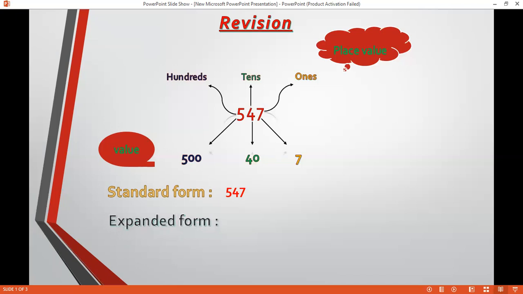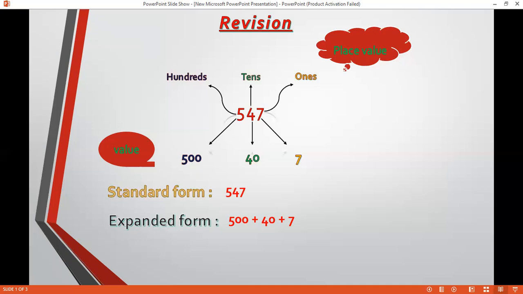What about expanded form? Expanded form is when you separate each digit and tell me the value of each digit here, then add them together, and it will give you the expanded form. So give me the value of each one and add it all together. The value of 5 here is 500. The value of 4 is 40. And the value of 7 will be 7. When you add it all together, it will give you 500 plus 40 plus 7. This is the expanded form.